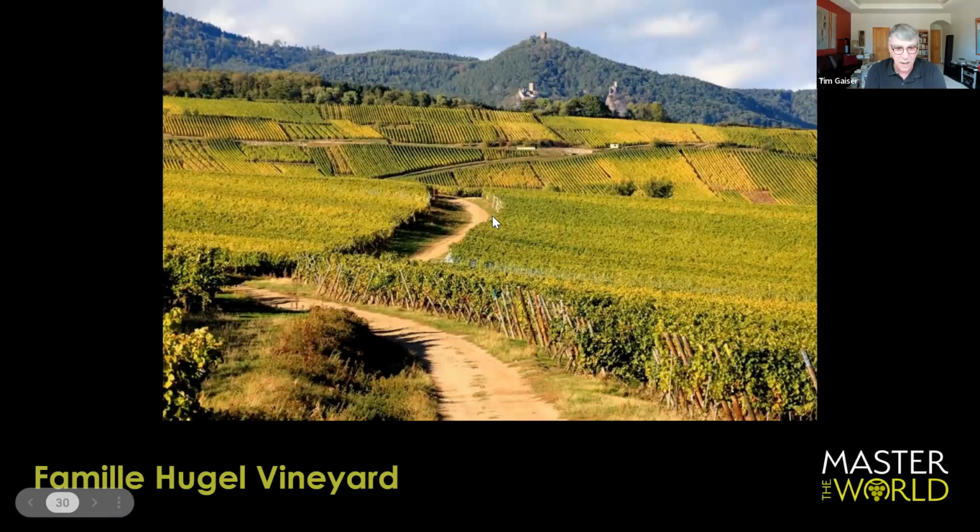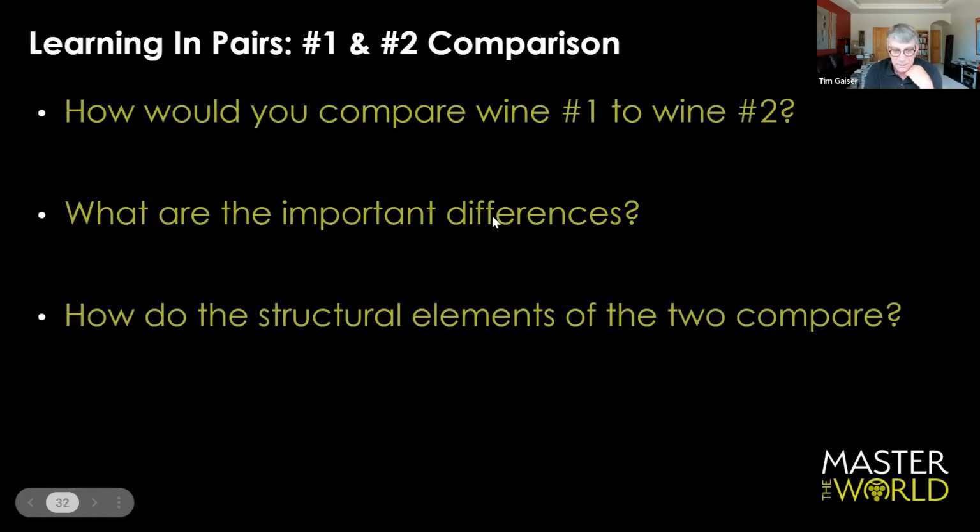And here is the Hugel vineyards. And you can see all those vineyards. They are facing west, I think. No, excuse me, east and southeast to get a lot of sunlight. There's Marc-André Hugel, and who knows how many generations, but he is the current winemaker.